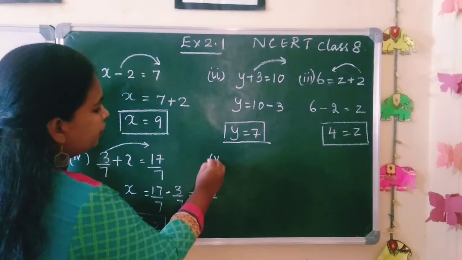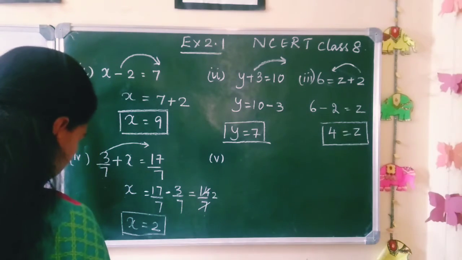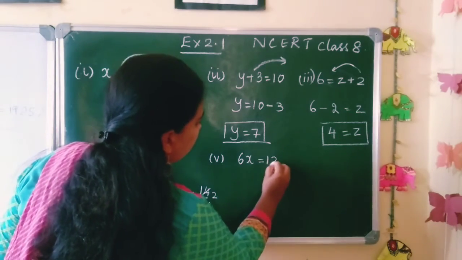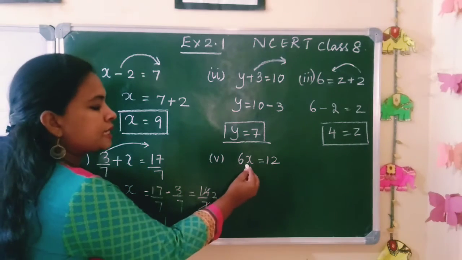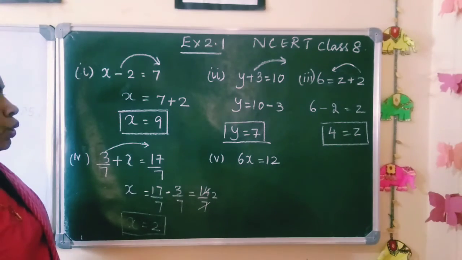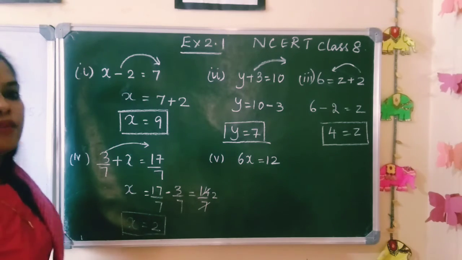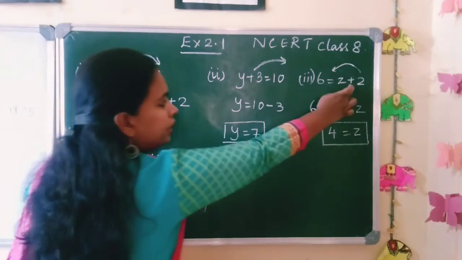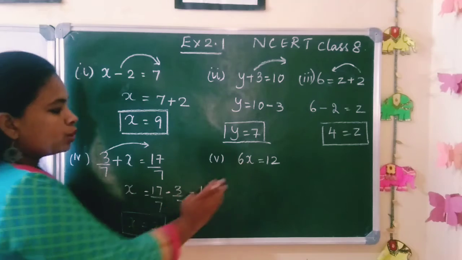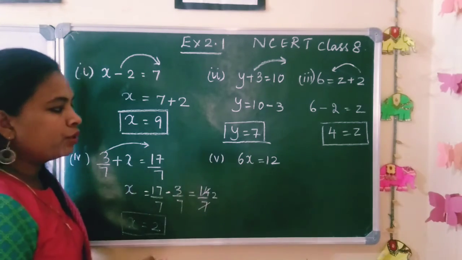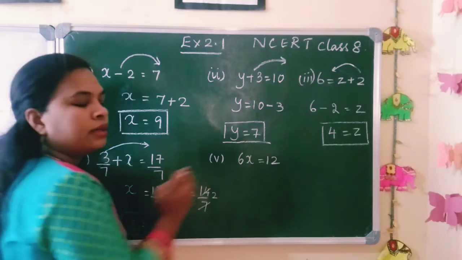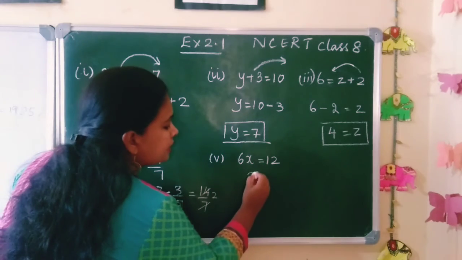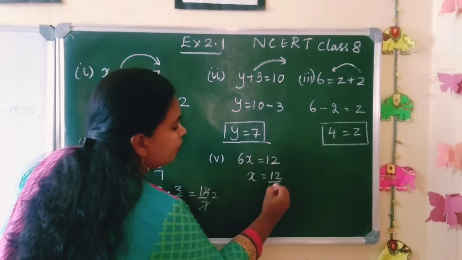Then moving on to the fifth question. So here the fifth question is 6x is equal to 12. So when you see here it is 6 into x is equal to 12. So in the first 4 cases you are having either plus sign or minus sign. Here you can see minus sign, here plus, again here it is plus, and here also it is plus. So now here you are not having a sign. Whenever you don't have a sign, it is understood that it is a multiplication sign. So now 6 into x is equal to 12. So x is equal to 12 divided by 6.